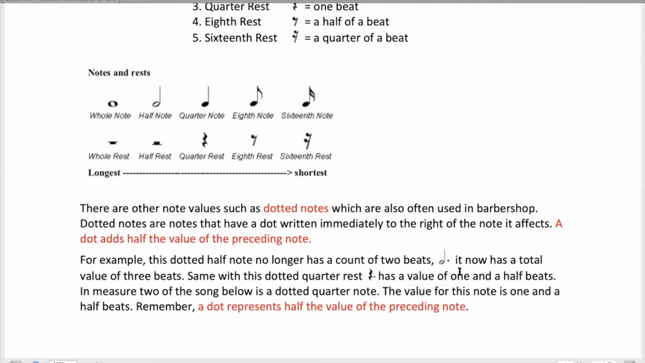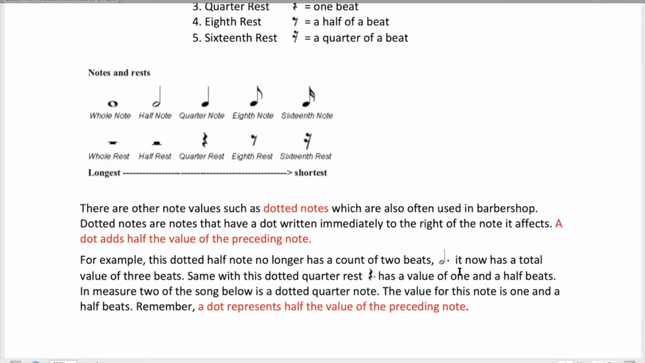Now we're going to go over something a little bit special that actually affects both notes and rests. And these are dotted values. For example, there are other note values such as dotted notes, which are also often used in barbershop and also standard music, in music in general. Dotted notes are notes that have a dot written immediately to the right of the note it affects. A dot adds half the value of the preceding note.